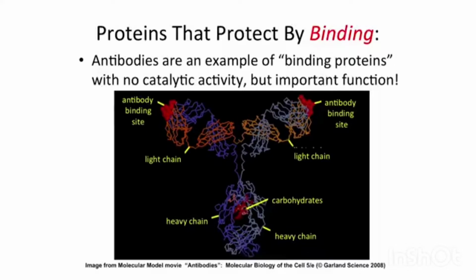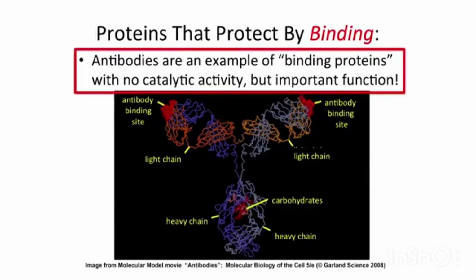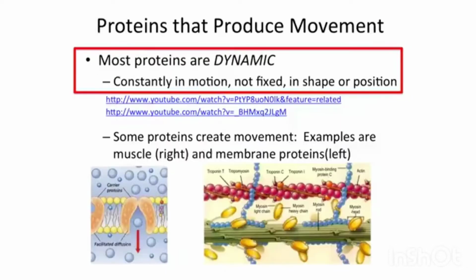It doesn't transport anything, but it has a very important function because each antibody has a binding site that recognizes some chemical, that recognizes some structure. And when it recognizes that structure, it latches on, and because it has two sites, it's able to create a network. And that network gets recognized by the body to create an immune response.